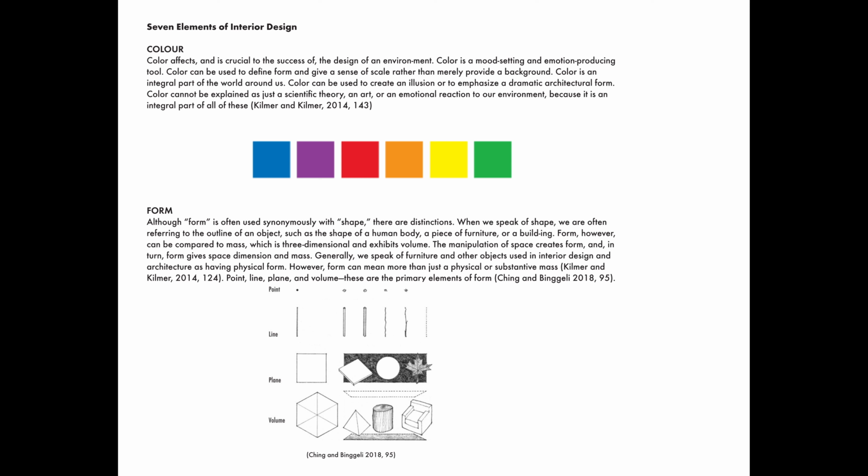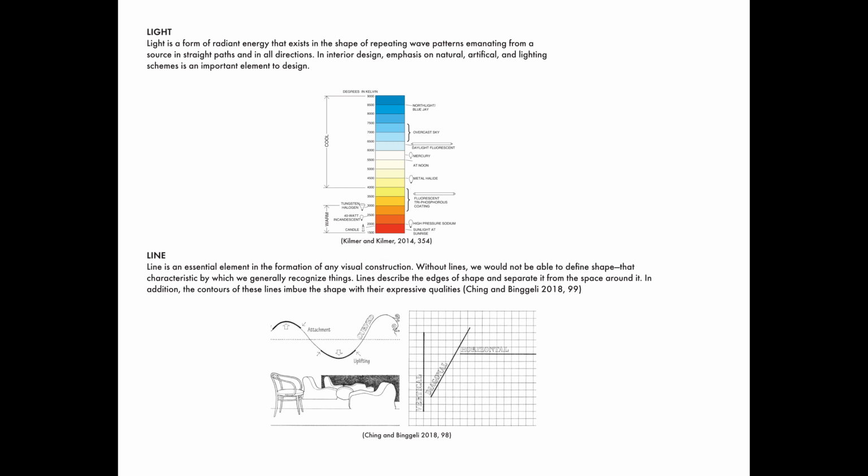Form, which is also often synonymously used with shape, but the two are distinct. When we speak of shape, we are often referring to the outline of an object, such as the shape of a human body, a piece of furniture, or a building. Form, however, can be compared to mass, which is 3-dimensional and exhibits volume. And below you see an image there that talks about the primary elements of form, which consists of point, line, plane, and volume.